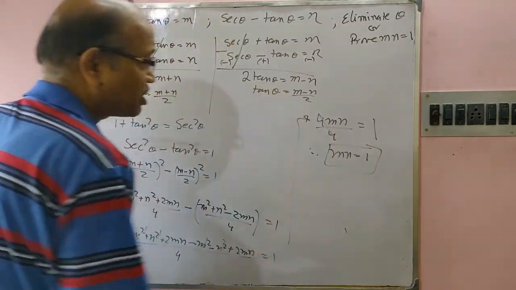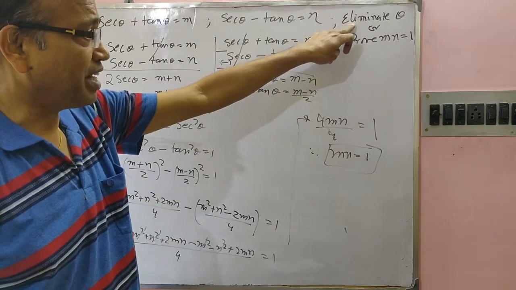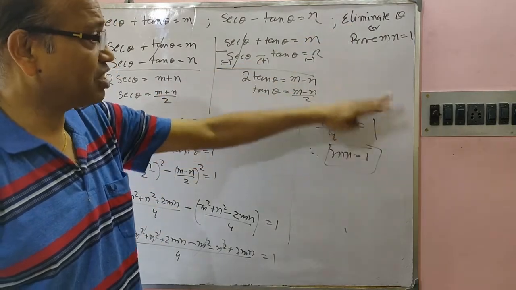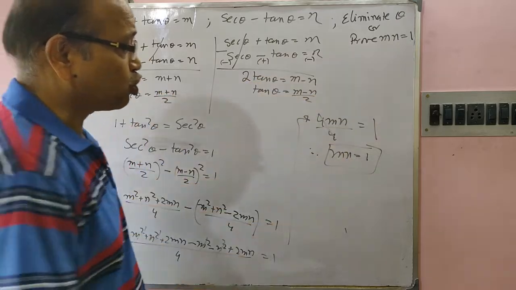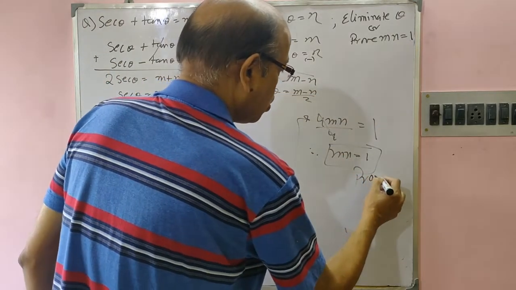This is your answer. Either if they ask you to eliminate theta, the answer is this, or prove mn is equal to 1, it is proved.